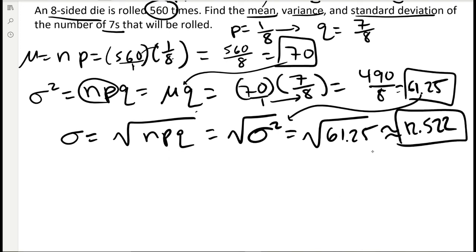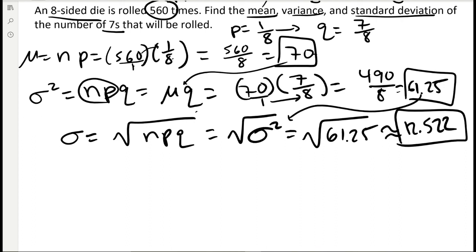So again, to interpret this, 70 is the average number of 7s that you're going to get if you roll an 8-sided die that many times, 560 times. So if you roll it 560 times, you can expect on average 70 7s. And this is, of course, if you repeat this experiment multiple times, on average you get that many 7s.